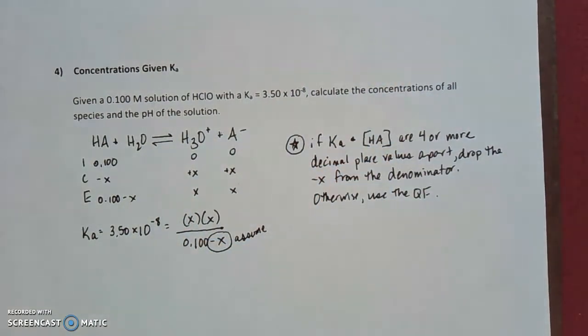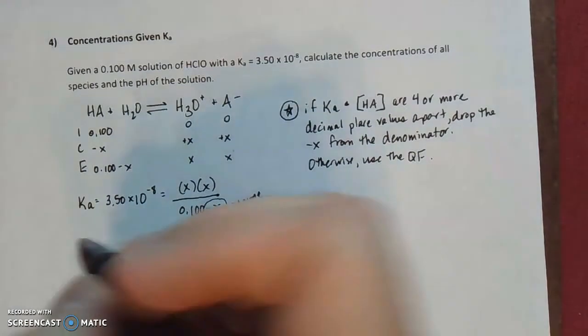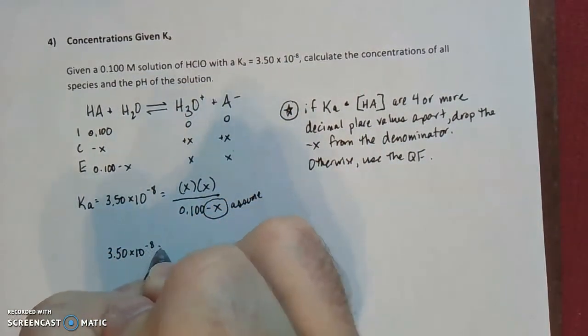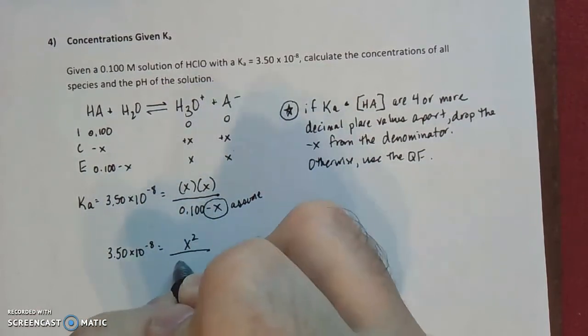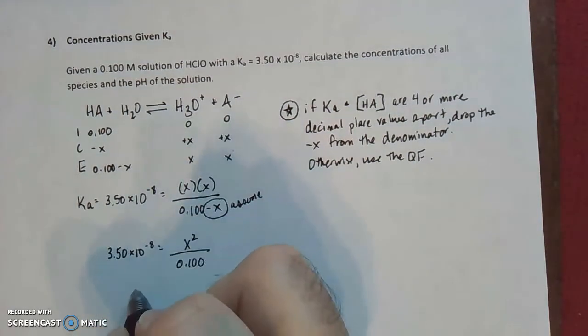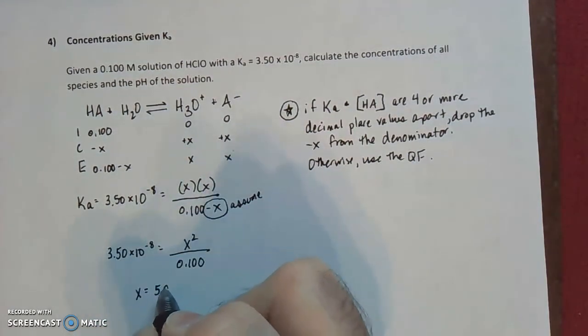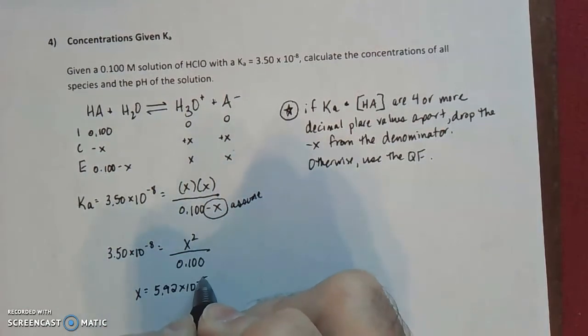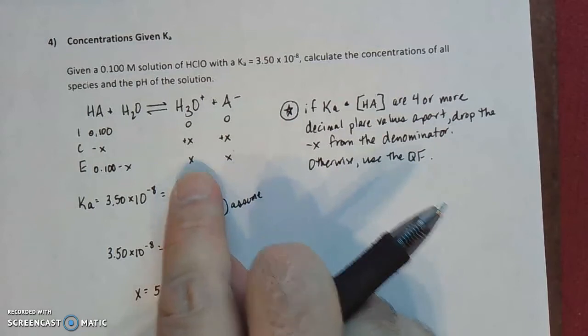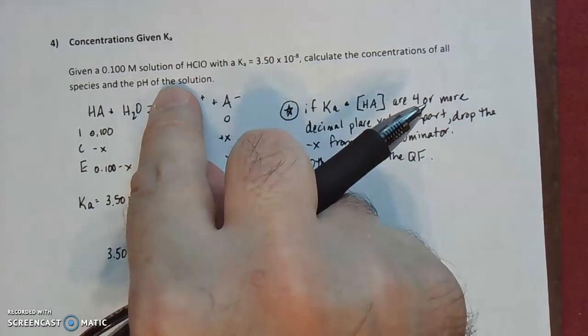Please don't abbreviate assume. And then we can solve this easily now without having to use the quadratic formula. So we multiply both sides by 0.1 and then take the square root of both sides, and we get x is equal to 5.92 times 10 to the negative 5th. We need this value to calculate H3O plus and A minus and eventually the pH.